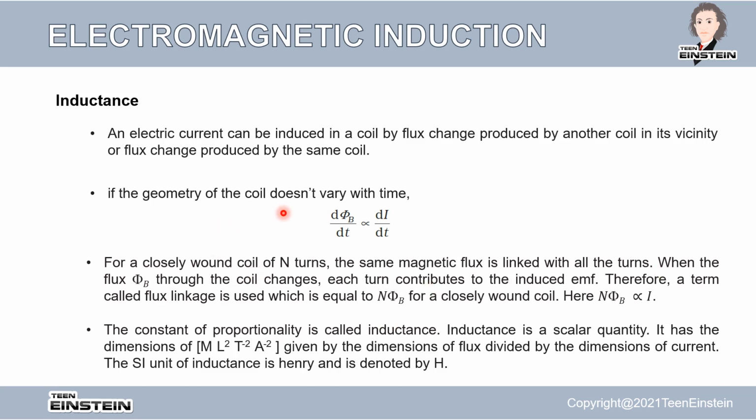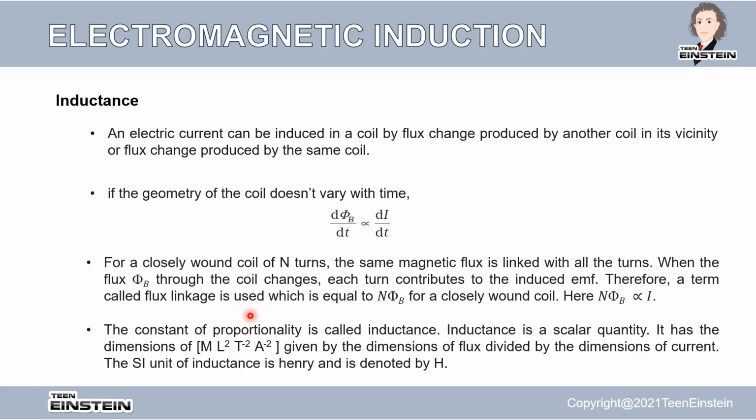If the geometry of the coil doesn't vary with time, then d phi by dt comes only from di by dt. So the current has to change. Geometry means the A is not changing. Then if there is a change in the current, it will produce a flux change, and this flux change in turn produces the EMF.